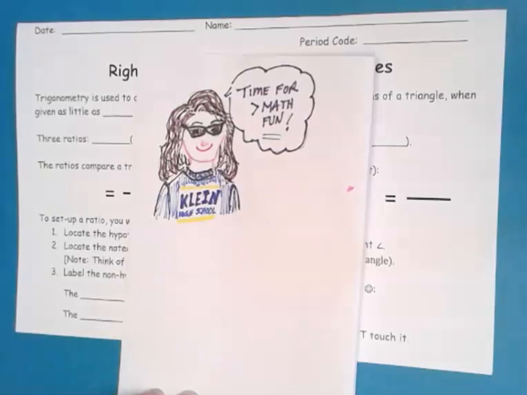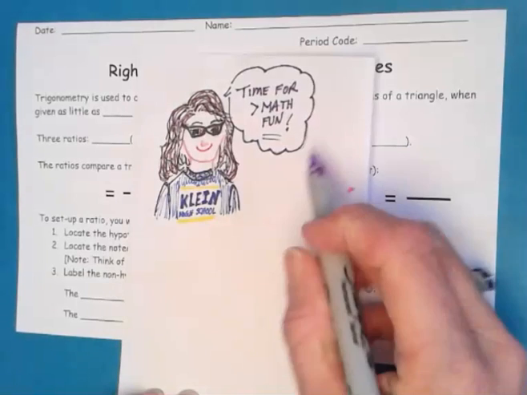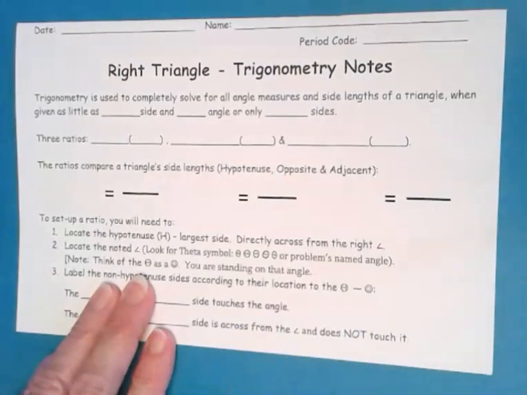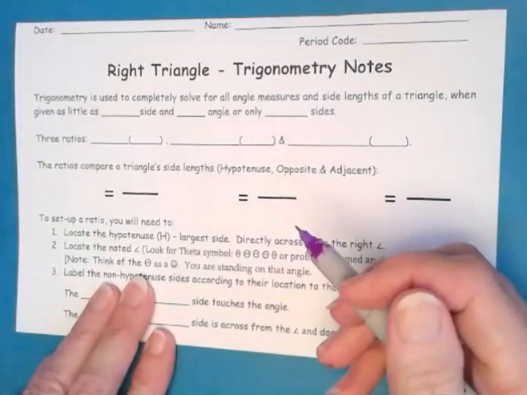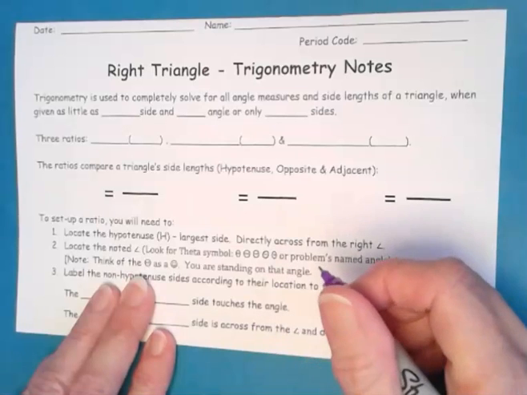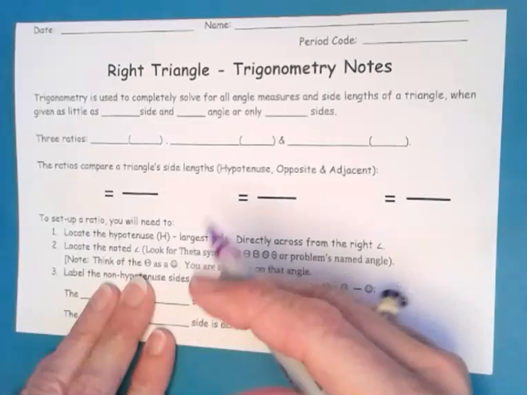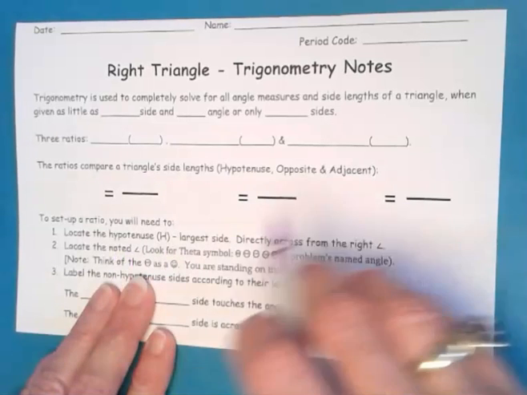Okay, today we're starting trig. Time for some more math fun. Here's some quick notes we'll use for day one just to learn how to set up the ratios of the sides. Again, remember, we did one unit totally on similarity, which had us dealing with ratios set equal to each other. We called it proportion.